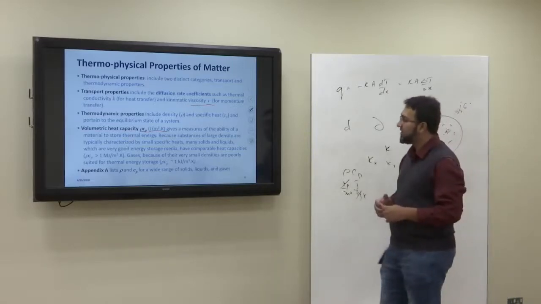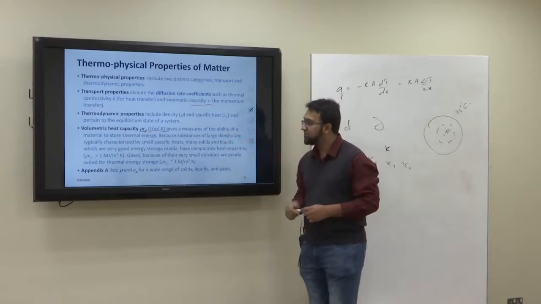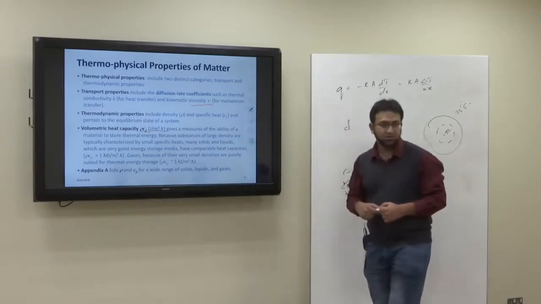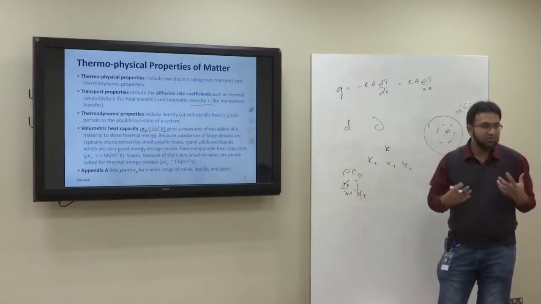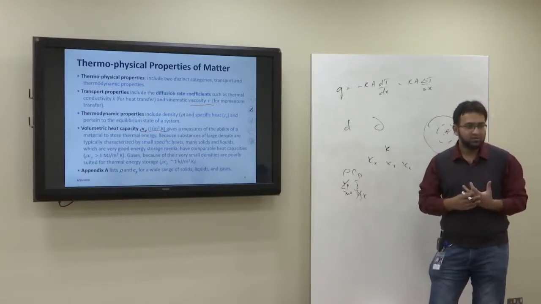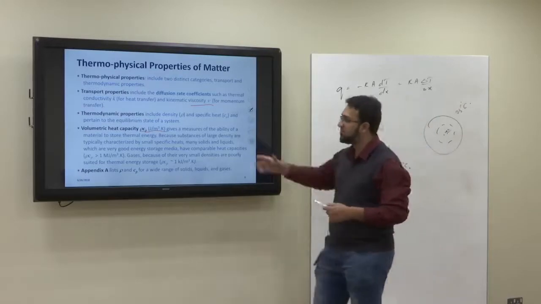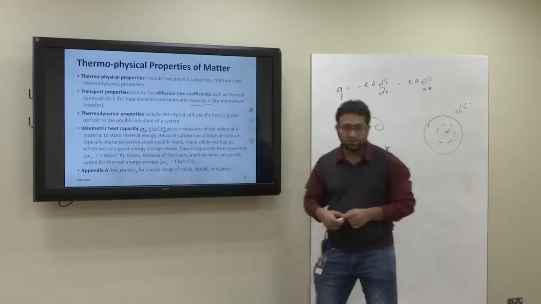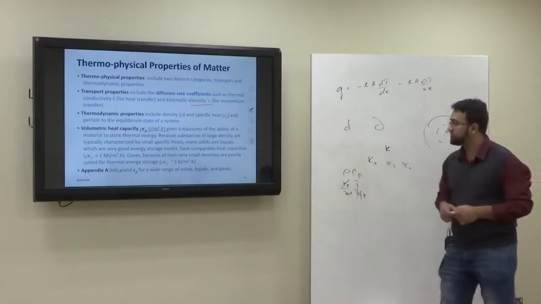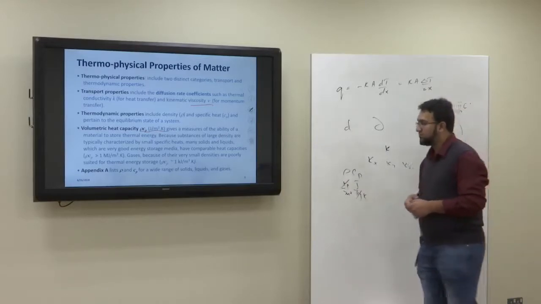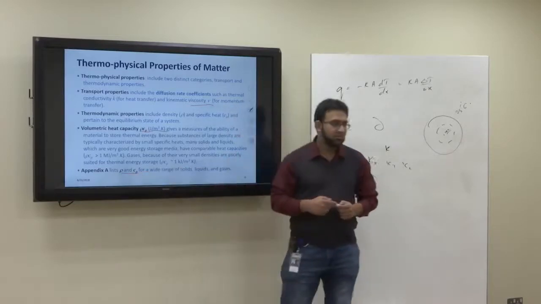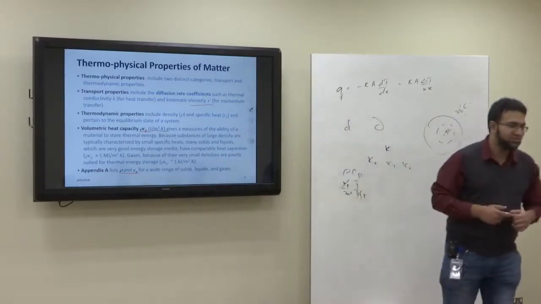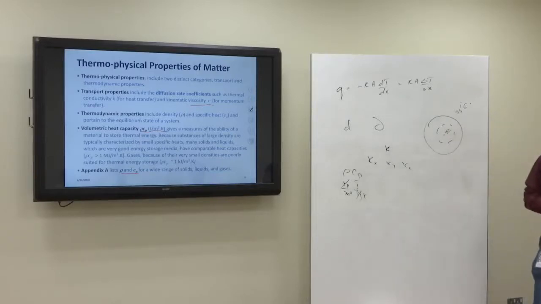So volumetric heat capacity gives a measure of the ability of the material to store thermal energy. You have a material, and how much energy can be stored by the material itself is determined by volumetric heat capacity, which is rho into Cp. The values of rho and Cp can be found in Appendix A. Appendix A is a table of properties, which probably will be provided to you today.